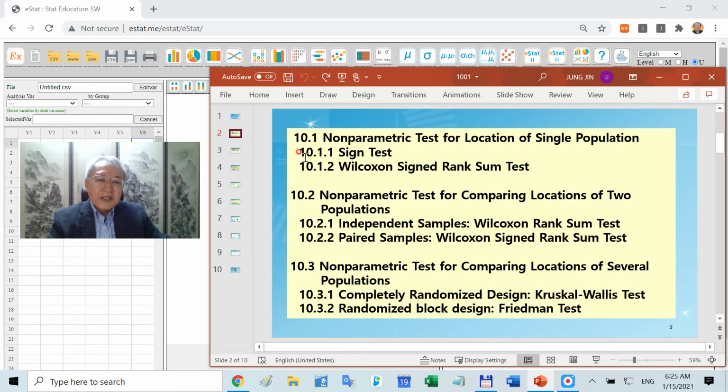In this chapter 10, we'll discuss non-parametric test for location of single population, which is related with chapter 7. Then in this section, we'll discuss comparing two location parameters of two populations, which is related with chapter 8. Then we'll introduce a similar topic as ANOVA test in section 10.3.